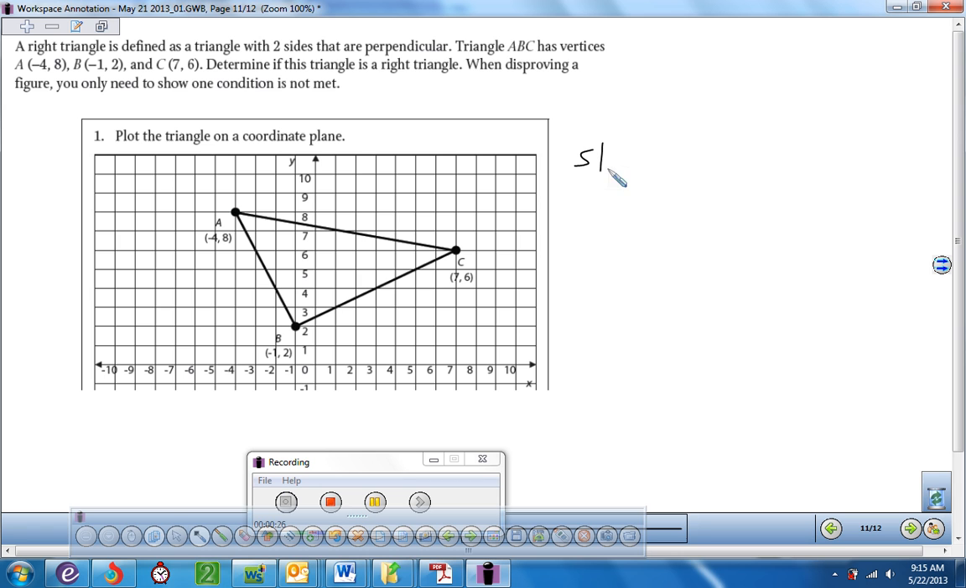So slope AB. Alright, so we know it's going to be y2. We'll go ahead and put the formula up here. So let's go y2 minus y1 over x2 minus x1. Okay, so here's what I'm going to do, subtract my y values. I'm going to go 8 minus 2, and then I'm going to have negative 4 minus negative 1.